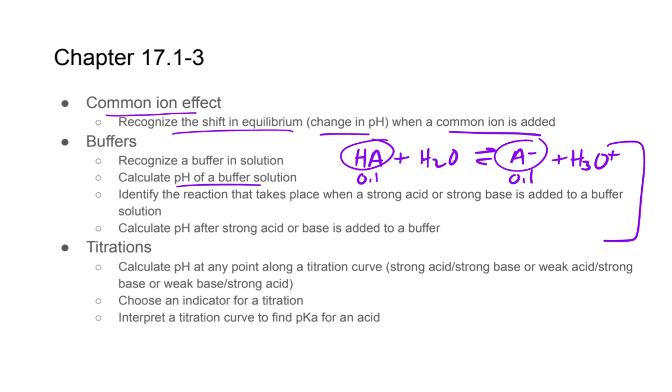And then calculating the pH of a buffer solution, this is where we use the Henderson-Hasselbalch equation. Buffers are the only place where the Henderson-Hasselbalch equation works, right? So if you have just a weak acid in solution, you will not be able to use the Henderson-Hasselbalch equation to calculate its pH correctly.